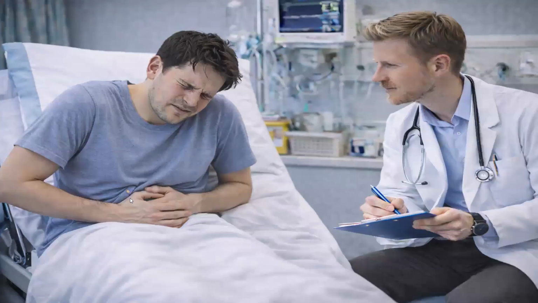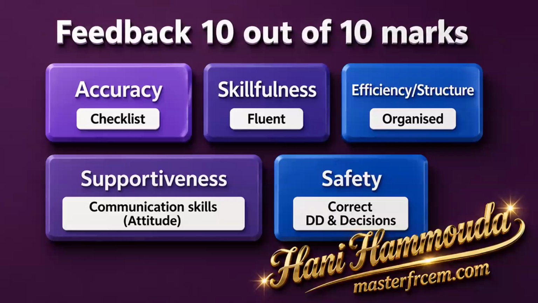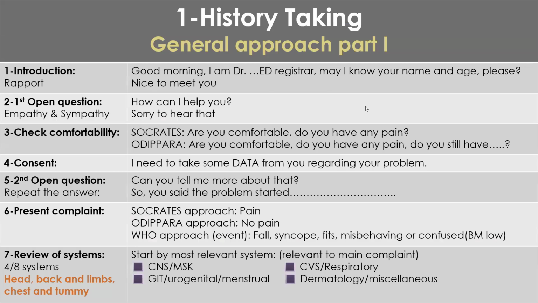Okay, so I will talk about the approach first. Regarding the accuracy, you almost mentioned all the points, but the organization is not organized. You are fluent, it's okay, but not organized. And regarding the accuracy, you are not following the same approach. You have three open questions. The first open question, how can I help you? Very simple. The second open question, can you tell me more about that? So you should follow the same wording. And the last open question, would you like to add anything?